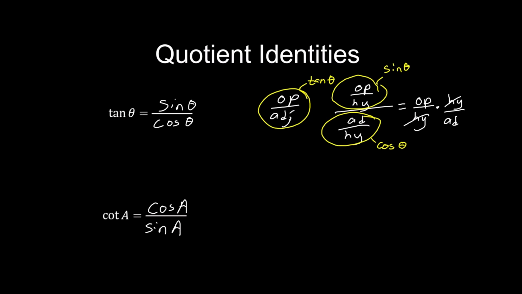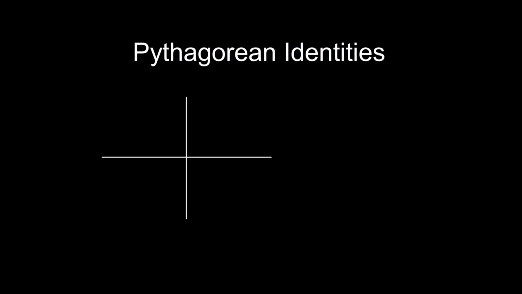Quotient identities aren't too terrible. If you guys think about it, really all you have to know is this piece right here, because if you know your reciprocals, you know your cotangent. The next identity is the Pythagorean identities. To get this one, we're actually going to go back to the unit circle.